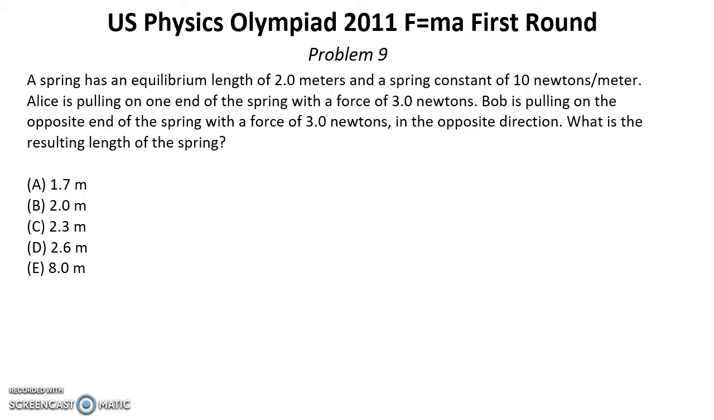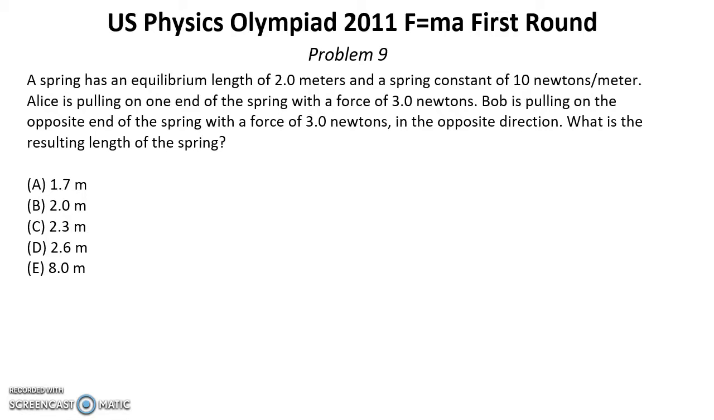A spring has an equilibrium length of 2 meters and a spring constant of 10 newtons per meter. Alice is pulling on one end of the spring with a force of 3 newtons. Bob is pulling on the opposite end of the spring with a force of 3 newtons in the opposite direction. What is the resulting length of the spring?